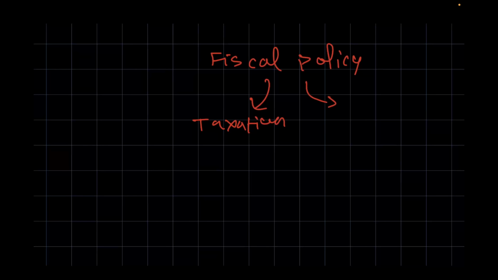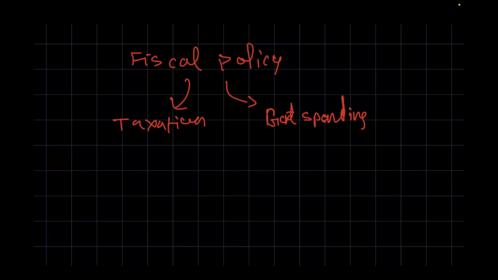When we look at fiscal policy, there are essentially two types of fiscal policies. Number one, you have your taxation, and number two, you have your government spending. These are the two main tools involved in fiscal policies. So now let's first go through the whole taxation bit.